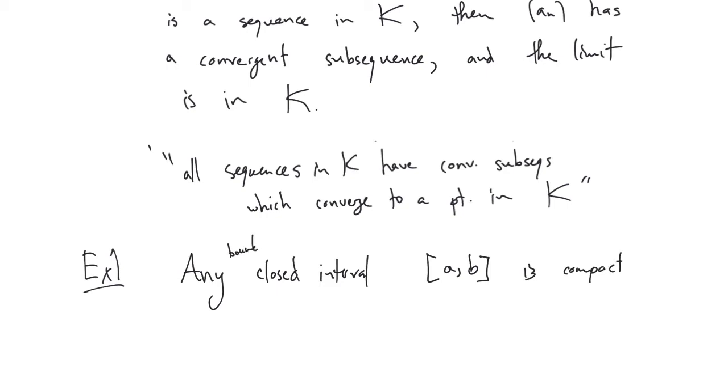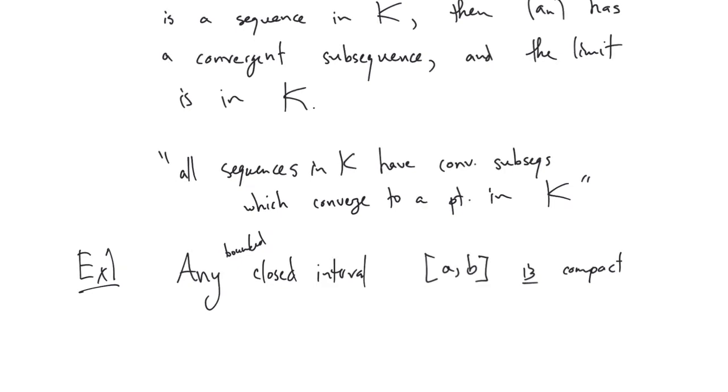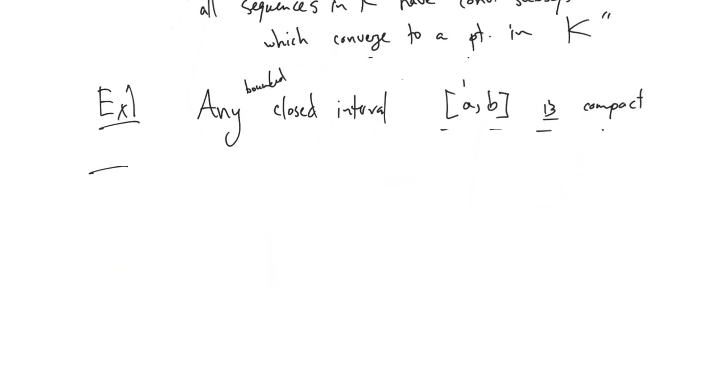Bounded, right? B is not infinite, and A is not negative infinity. Any bounded closed interval is compact. Why is that? We have to think about what if you have a sequence inside a closed interval? So the picture you should have in mind is the closed interval from A to B looks like this. Here's A, here's B. And we are including the endpoints A and B.